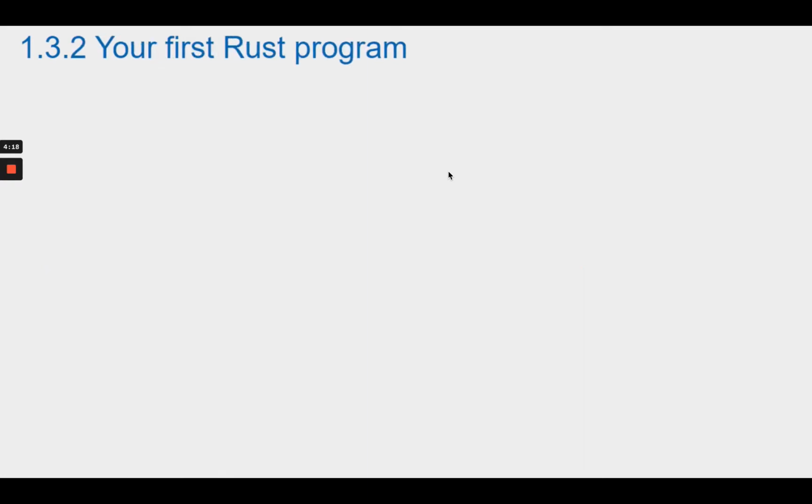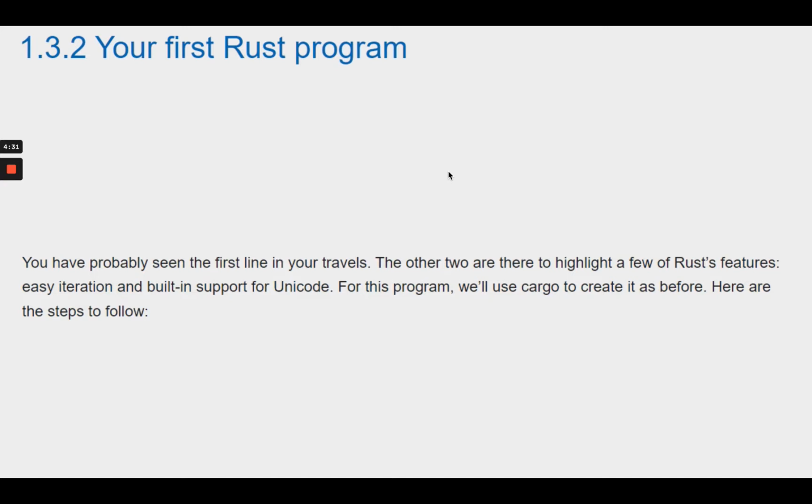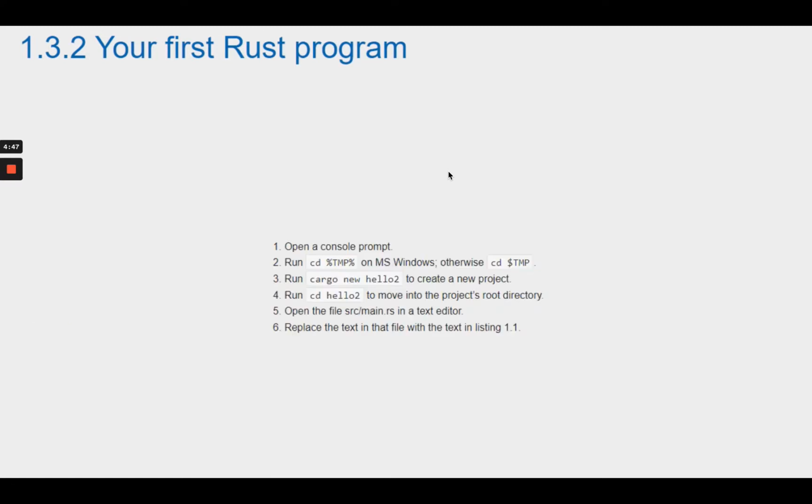Section 1.3.2 Your First Rust Program. For our first program, we want to write something that outputs the following text in multiple languages. You probably have seen the first line in your travels. The other two are there to highlight a few of Rust's features, easy iteration, and built-in support for Unicode. For this program, we'll use Cargo to create it as before. Here are the steps to follow.